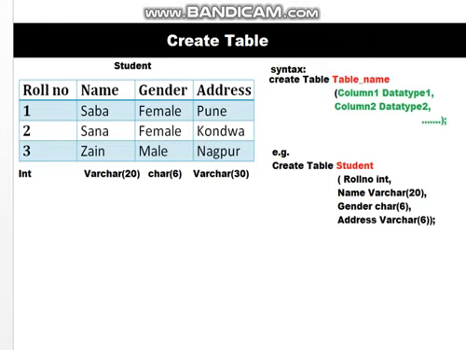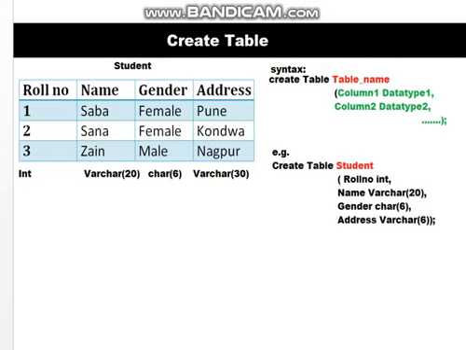So I am repeating myself: what is a data type? It is the type of data that a particular column holds. Now keeping all this in mind, we will write the create table command: create table student, then open bracket, roll number followed by int, comma. Comma is a separator between columns. Next is name followed by data type variable character 20, comma. Next is gender followed by its data type character 6, comma. Next is address followed by its data type, variable character 6.